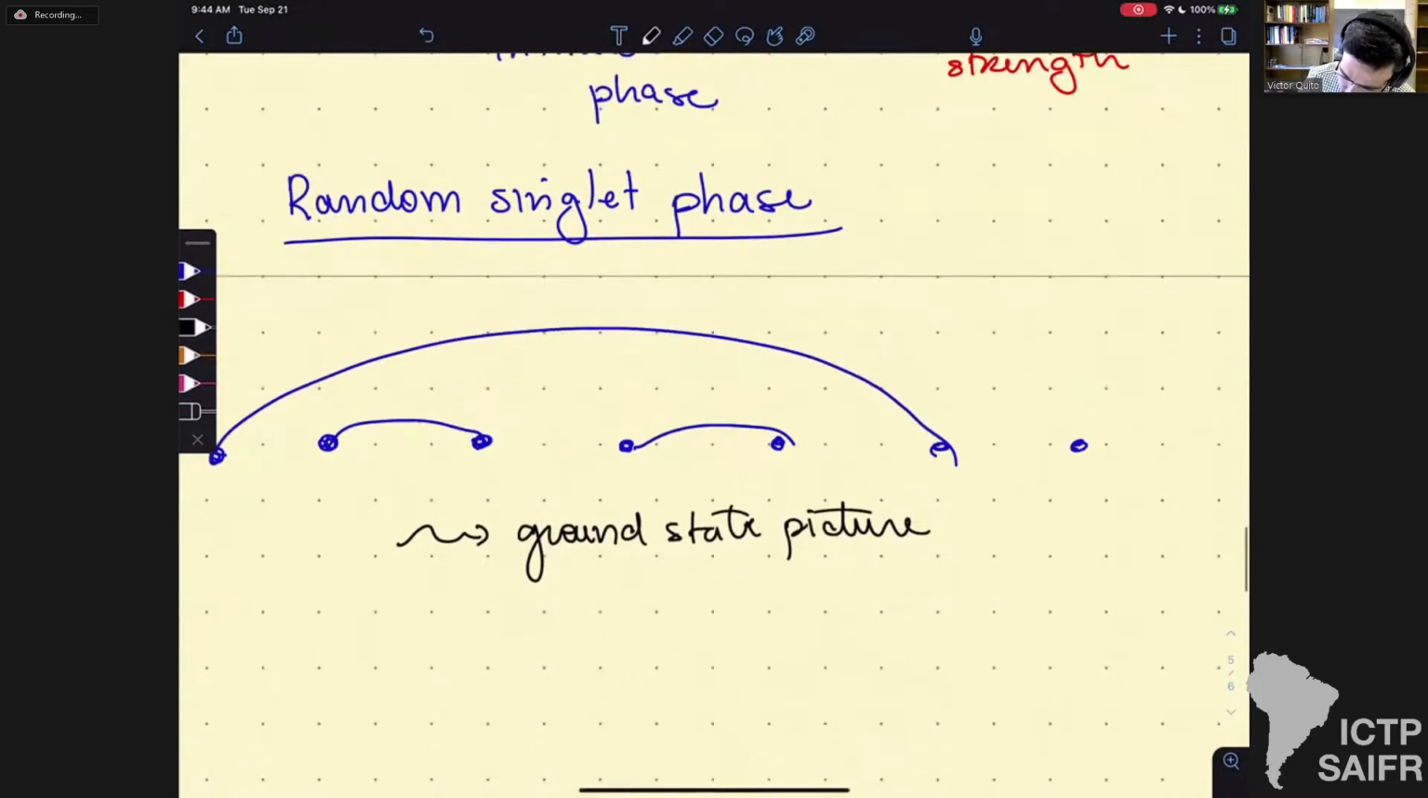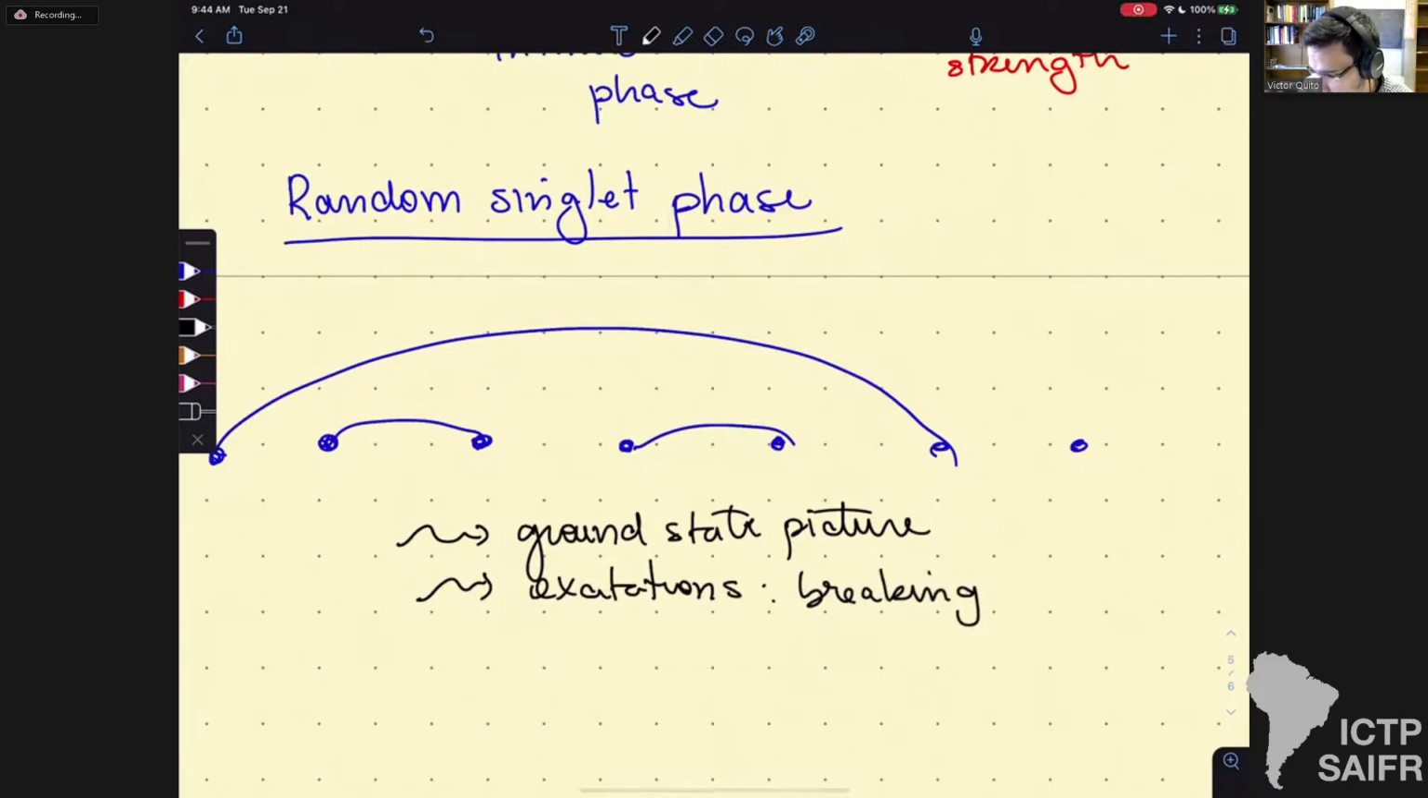And the excitations you can just find by breaking some singlets. So it will be free spins. You break some, let's say that this bond is very weak. So at some temperature, this bond can be neglected. So the two spins are no longer forming a singlet, and the excitations are therefore free spins.